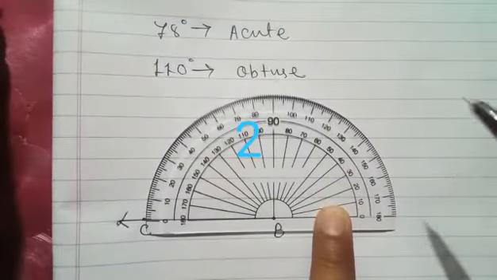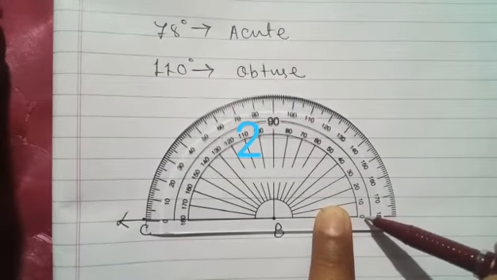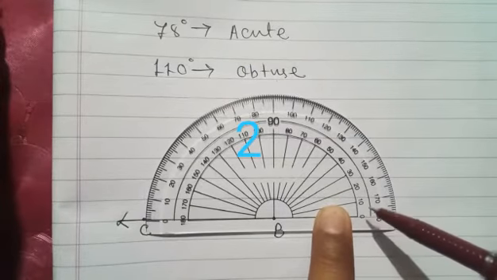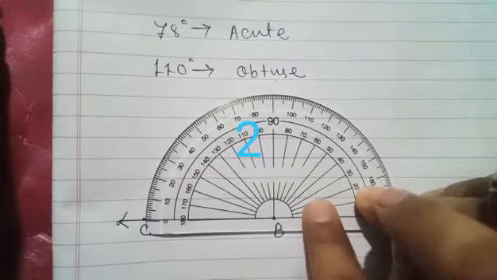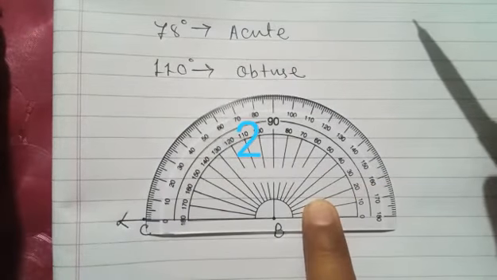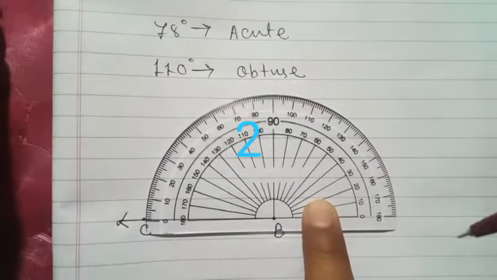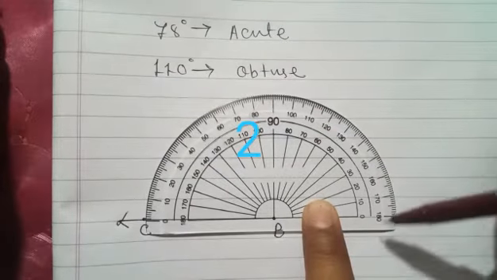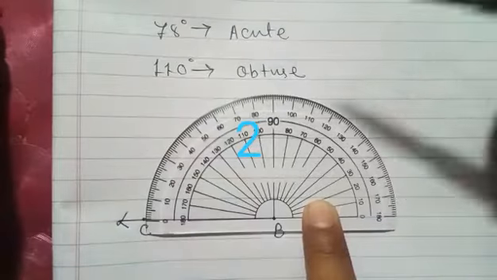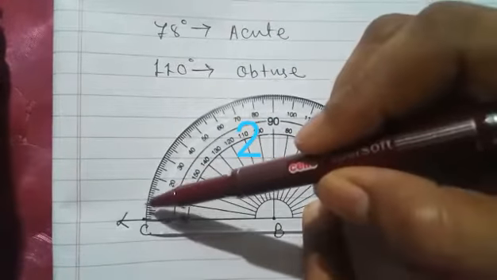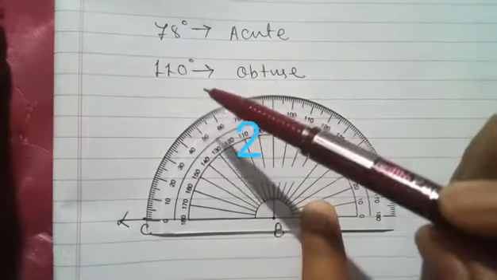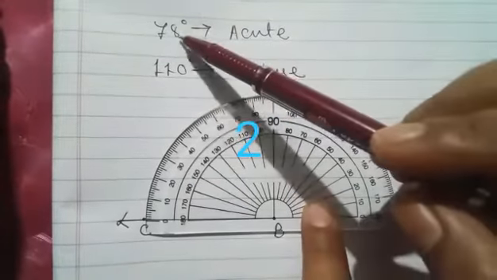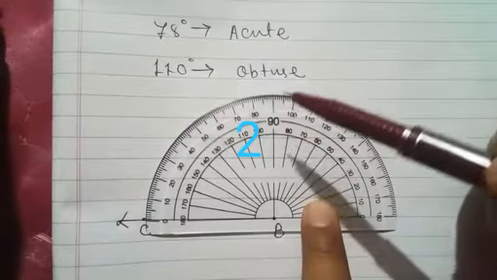Okay, and for lower scale the 0 is here, it is started from this position, so in that case we have to move in anti-clockwise direction. So this is the difference between the upper scale and lower scale. For lower scale we have to move in anti-clockwise direction, and for upper scale we have to move in clockwise direction. Now where 78 degree will lie in this protractor?